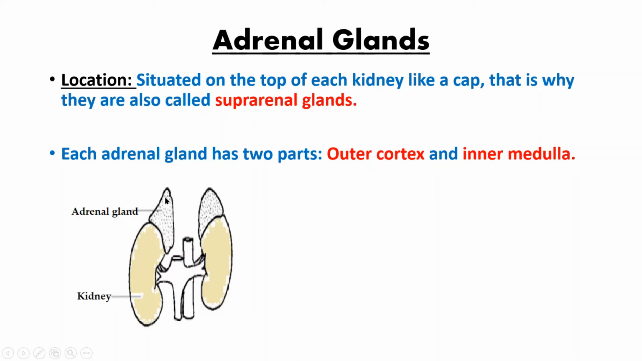As the adrenal glands are situated on top of the renal gland or on top of the kidney, they are known as suprarenal glands. Supra means on top of something and renal means the kidney.